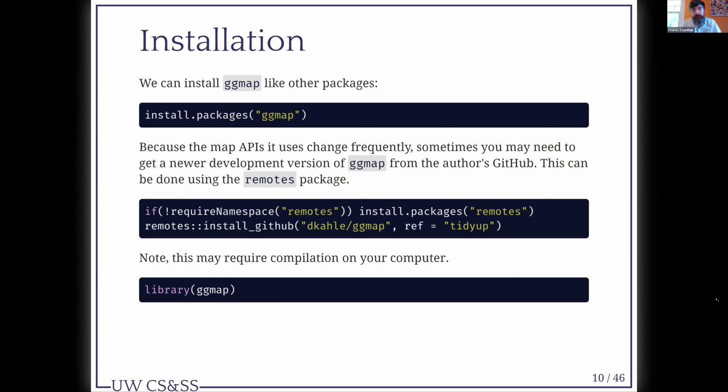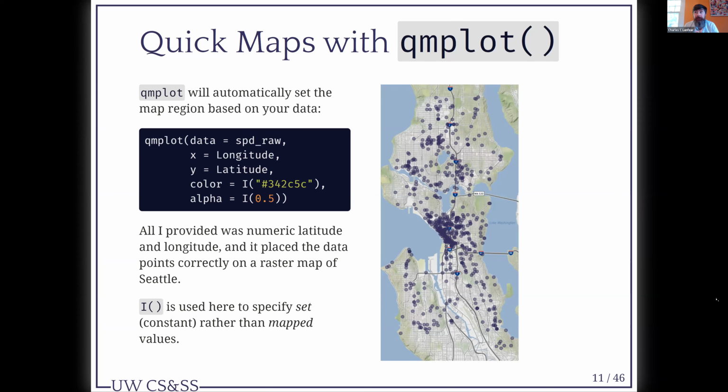Okay. So quick maps with ggmap. ggmap has a function called qmplot, which stands for quick map plot. This will automatically set a region for a map based on the data that you give to it. So if I say qmplot, my data is my SPD raw data, my x is longitude, my y is latitude, I can then give it a color and an alpha, it will figure out using the longitude and latitude where it needs to find this map, that is where to center the map and plot it on top of it. So by running this simple qmplot here, we get a nice map like this.